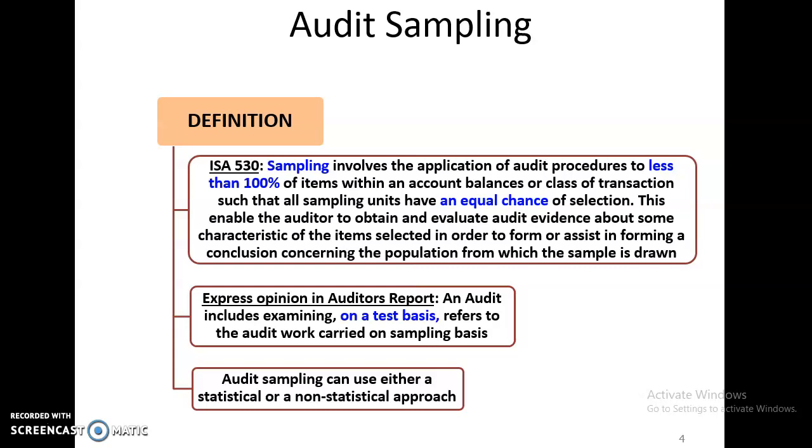And the audit sampling can either be statistical or non-statistical. For this video, I'm just going to discuss on the statistical approach. The non-statistical approach will be discussed in the next video.